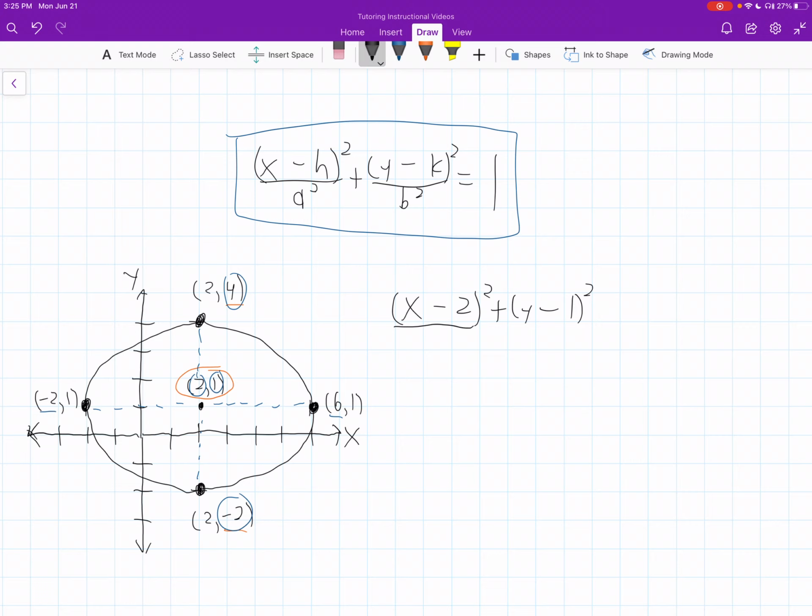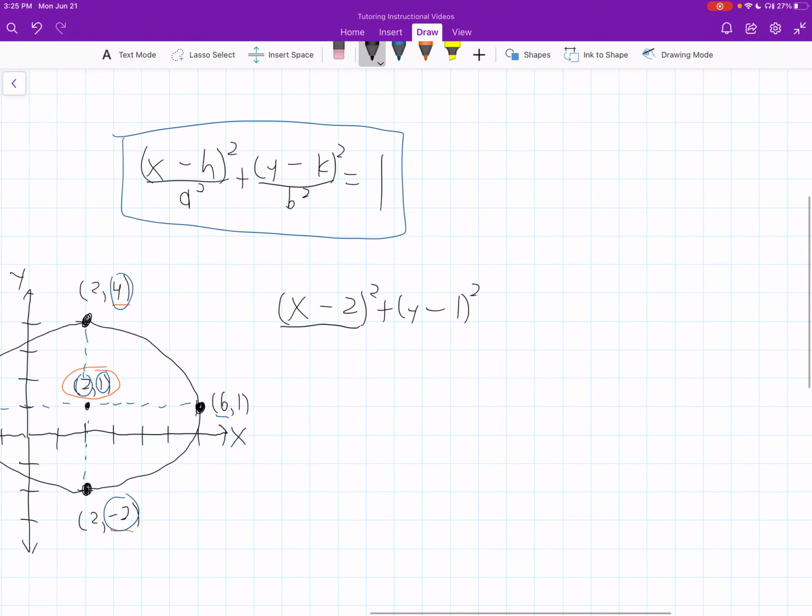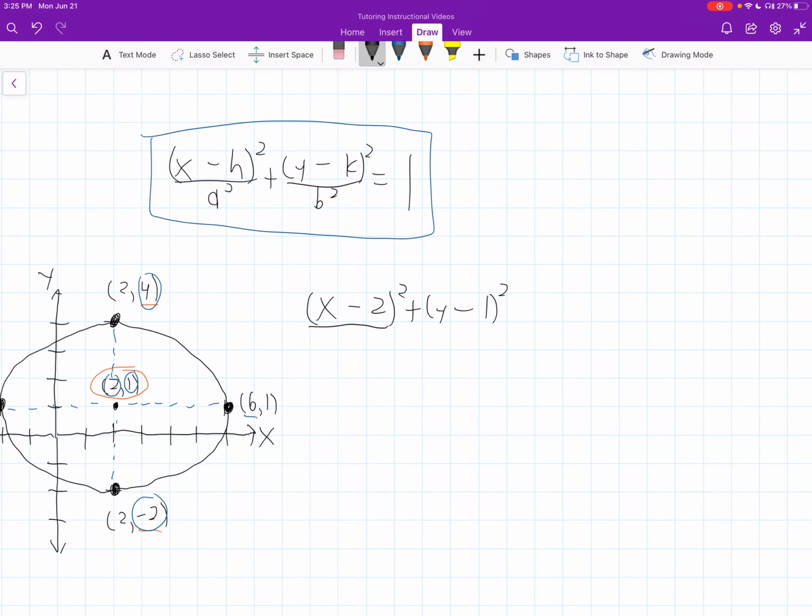Okay, and then I need to know next what my a squared looks like. We'll look back as a refresher from the previous video where we have the right point here being h plus a, comma 0. And we know that our h is 2. So what I'm saying is this 6 has to be h plus a. And we know that h is 2, so that tells us a is 4. So I fill that in, 4 squared.